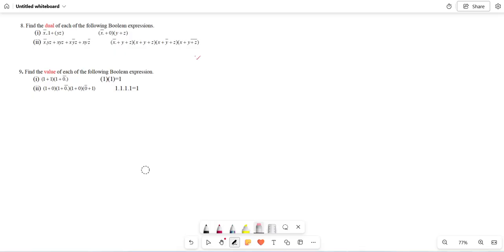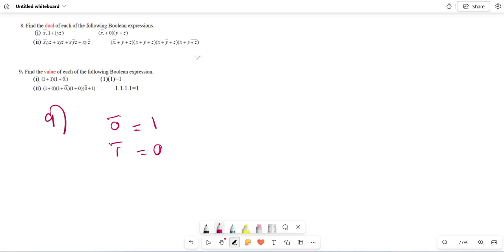Right, now we'll move to question number 9. It is asking us to find the values. In the previous case we got the answers in terms of variables, but here you get the answers as values. The only thing is that you know 0 bar equals 1, and 1 bar equals 0. You want to consider that here.